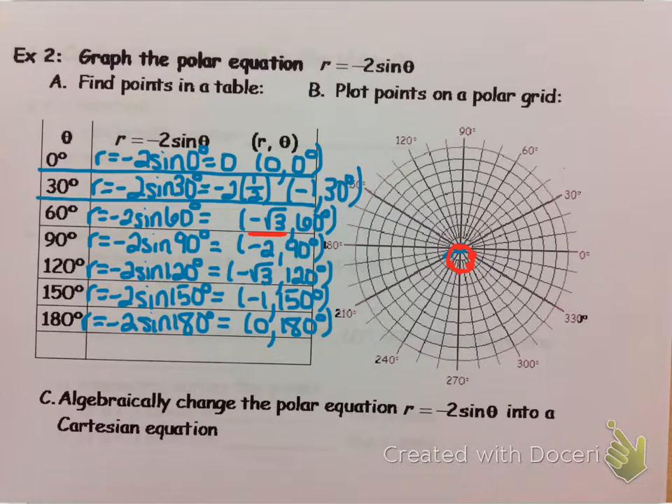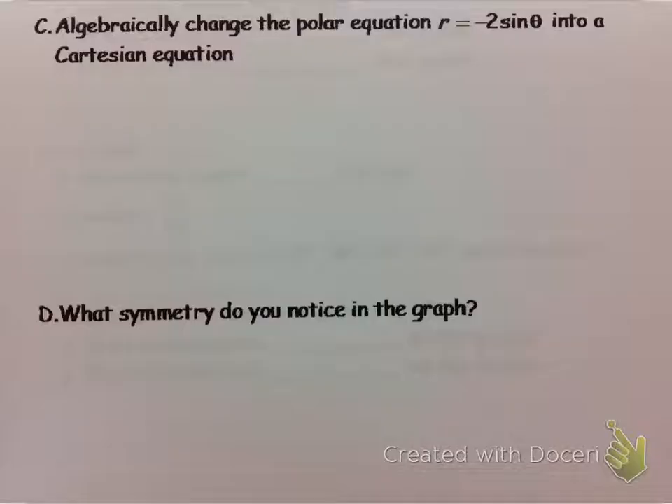I want you to notice that this equation has sine in it. And the sine trig function is normally equated to the y variable. And that's why this circle has symmetry over the y-axis. It's also why it got shifted vertically off of the pole instead of horizontally. And so we're going to see that when we do the next step, which is to convert it to Cartesian form.